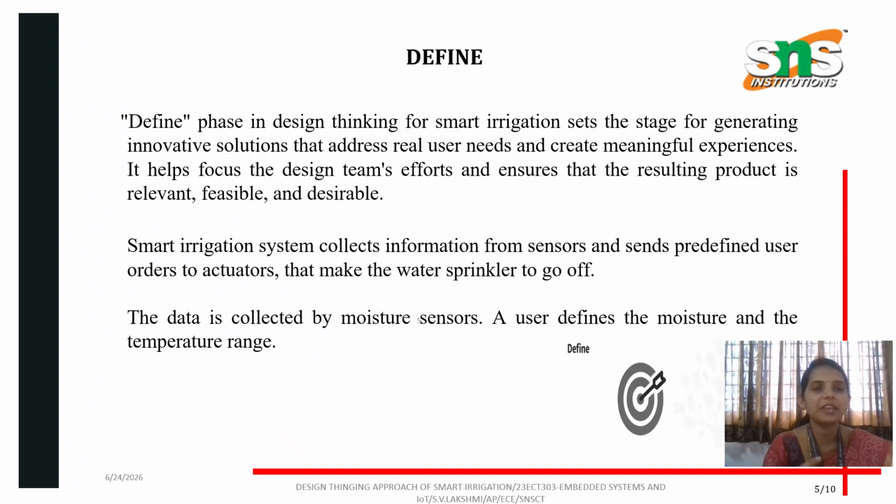Coming to the define phase in design thinking for smart irrigation. As we have initially defined the problem statement, this smart irrigation sets the stage for generating innovative solutions that address real user needs and create meaningful experiences. This system will collect information from the sensors and send it to the predefined user orders to the actuators, and it makes the water sprinkle. Data is collected by the moisture sensor. The user defines the moisture and temperature range. This is how the problem statement is defined.